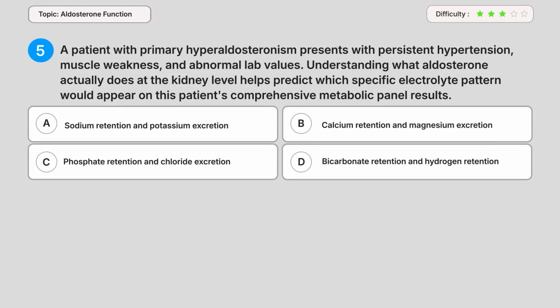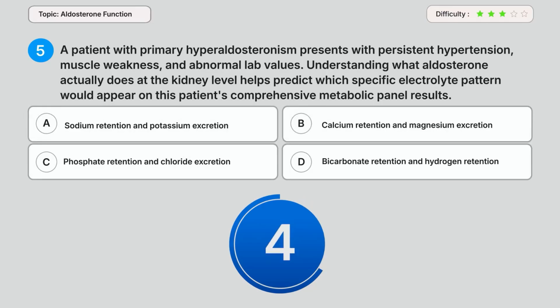A. Sodium retention and potassium excretion. B. Calcium retention and magnesium excretion. C. Phosphate retention and chloride excretion. D. Bicarbonate retention and hydrogen retention. Do you know the answer?